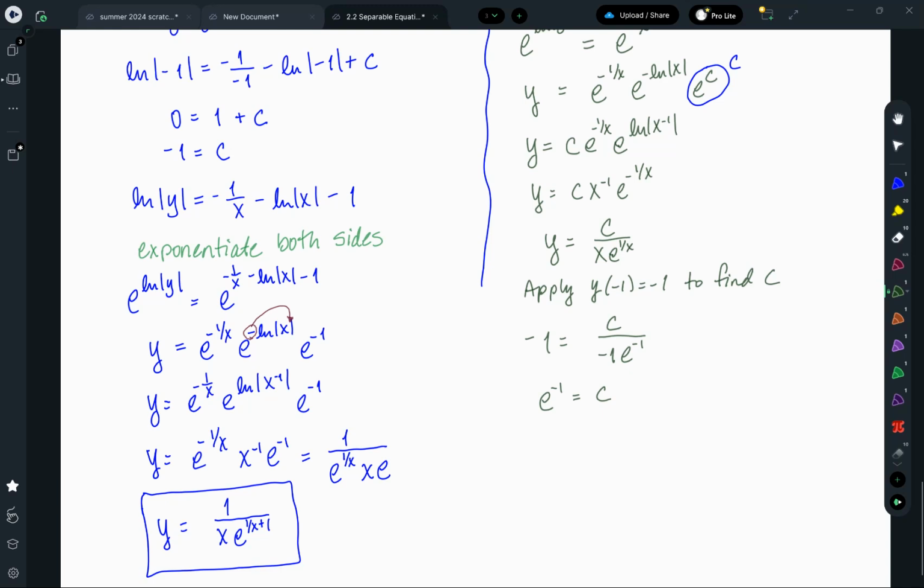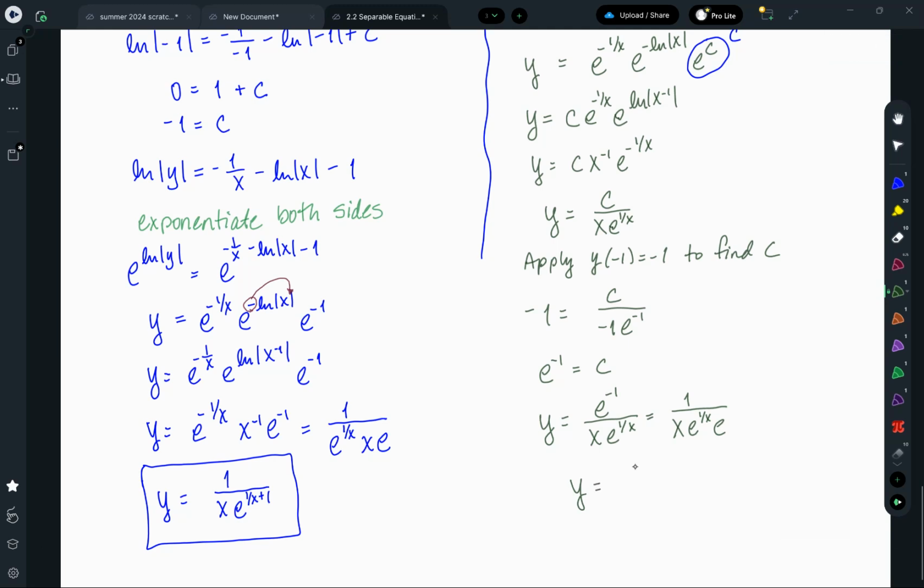Okay, so I plug that in, and then y is equal to e to the minus 1 over x e to the 1 over x. I rewrite the e to the minus 1 so that it's downstairs, and I have 1 over x e to the 1 over x e, which again I rewrite one more time, and it's y is 1 over x e to the 1 over x plus 1, which is exactly what we got when we solved this in the reverse order. Okay, so whether you find c first or solve for y first should not matter. In the end, your answer should be equivalent.